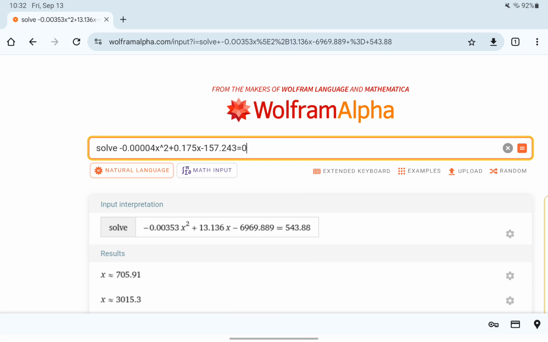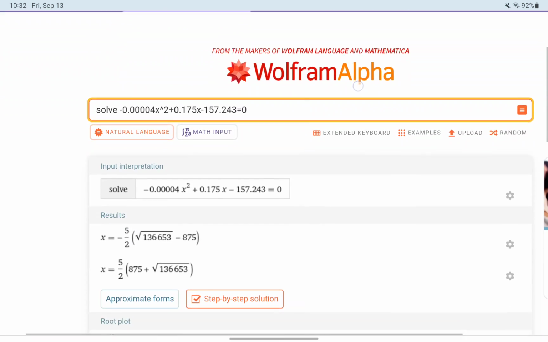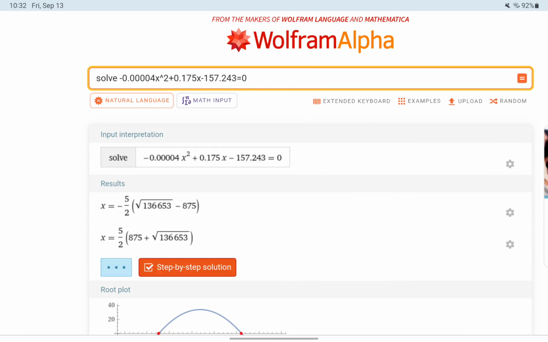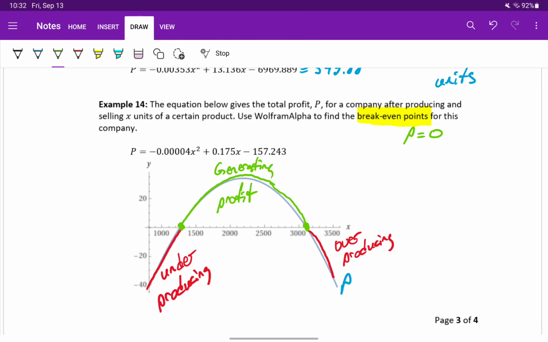Again, we're setting it equal to 0 because we want to find where our profit is equal to 0, those two break-even points. We end up with two results that we want to convert to approximate form. Our value for X, again, represents units produced, so we'll round these to the nearest whole number, telling us that in order to break even, we would want to produce approximately 1,263 units, or 3,112 units.